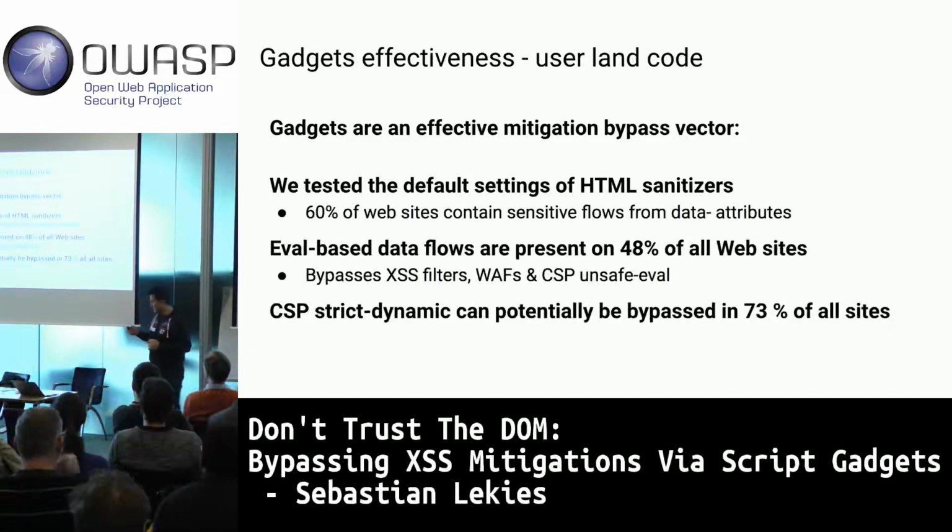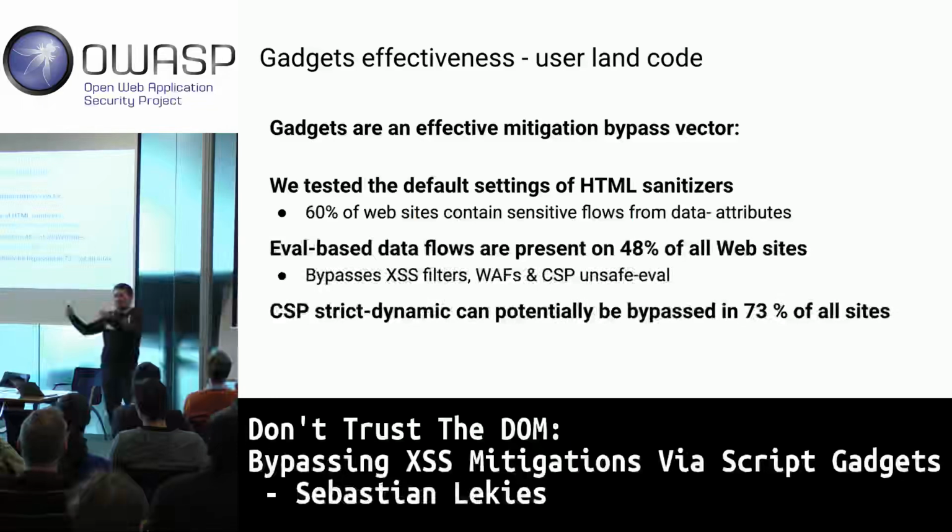And last but not least, we looked at CSP strict dynamic, where trusted scripts create other scripts. And we found that about 73% of all the sites have a data flow that results in a script tag being appended to the DOM by a legitimate script, which is a pretty large number and which surprised us. And this is mainly due to jQuery because they have this weird behavior of parsing text and then appending scripts.